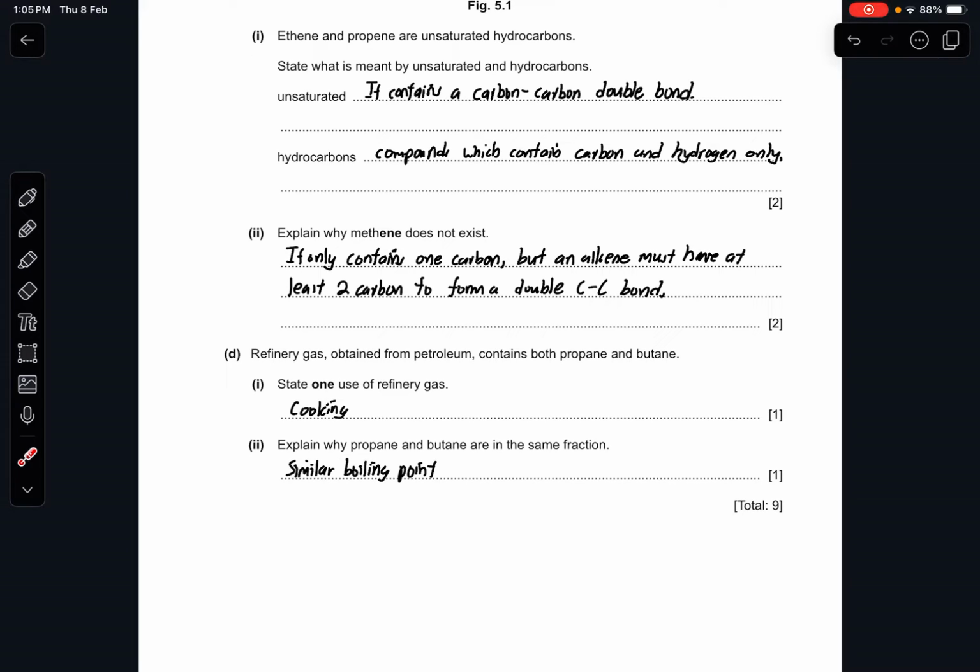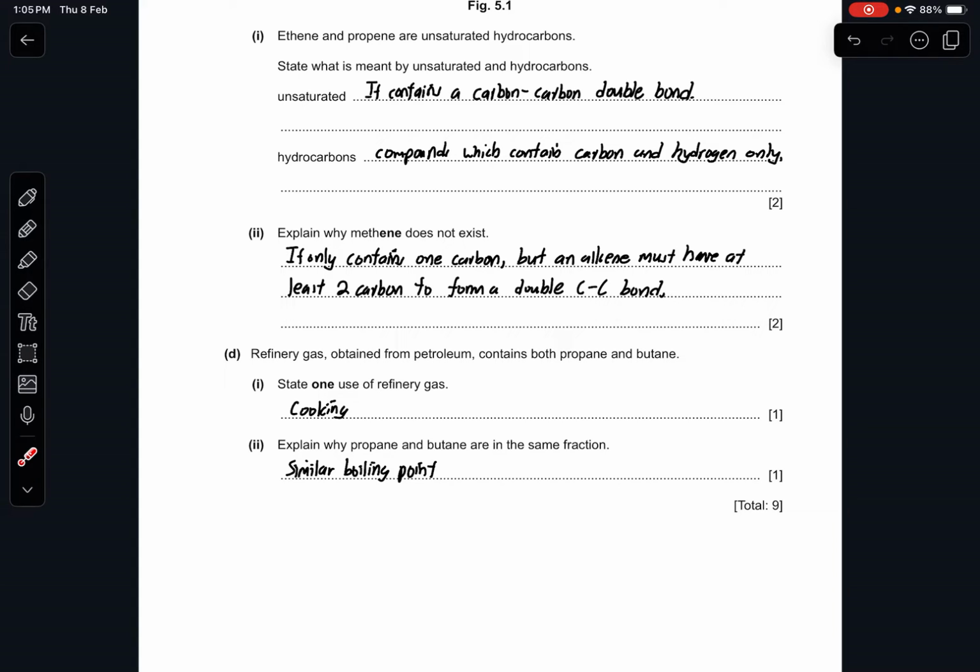D. Refinery gas obtained from petroleum contains both propane and butane. State 1 use of refinery gas. This must be your understanding of the fractionating column. So refinery gas is used for cooking. Okay, it's the most simple one that you can get from it.